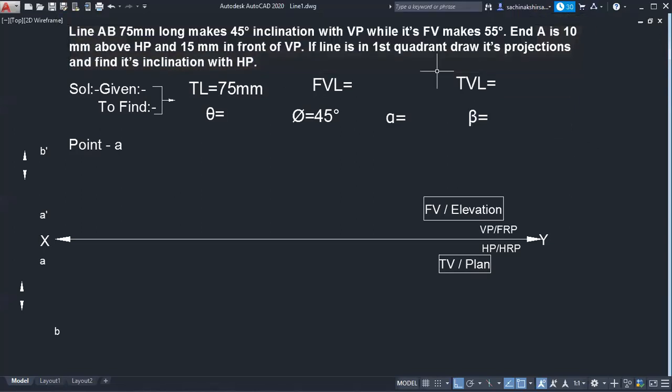Still, no problem. Front view makes 55 degree means which is this angle? Theta, alpha, beta. Which is this angle? Beta.